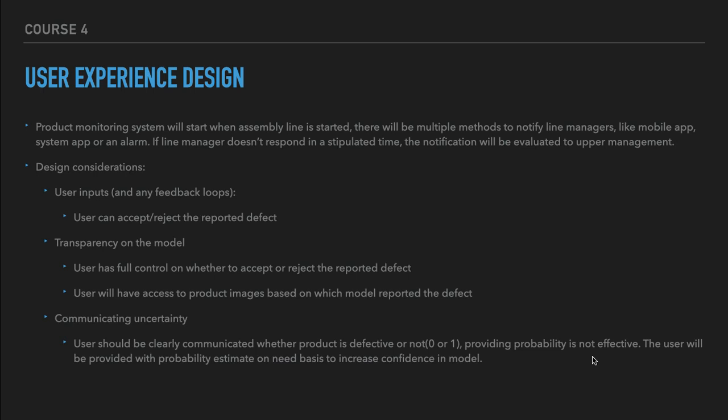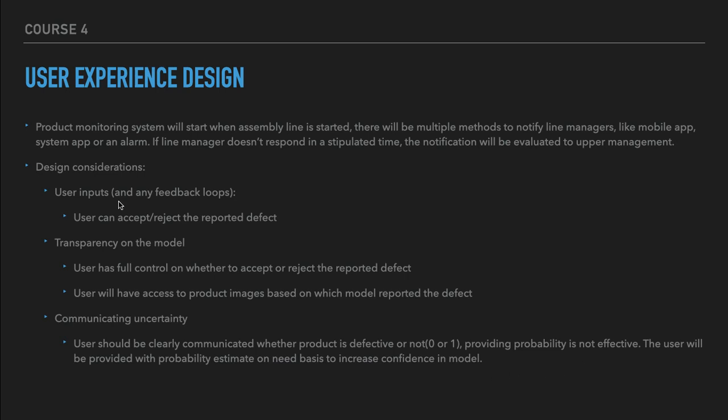The second consideration is user experience design. The product monitoring system that we are talking about will start when the assembly line is started. As soon as an assembly line is started, the system will also start along with it, and there will be multiple methods to notify the line manager, like a mobile app interface, a system app interface, and there can be an alarm in the assembly line manager's cabin. If the line manager doesn't respond in a stipulated time, the notification will be escalated further to the upper management.